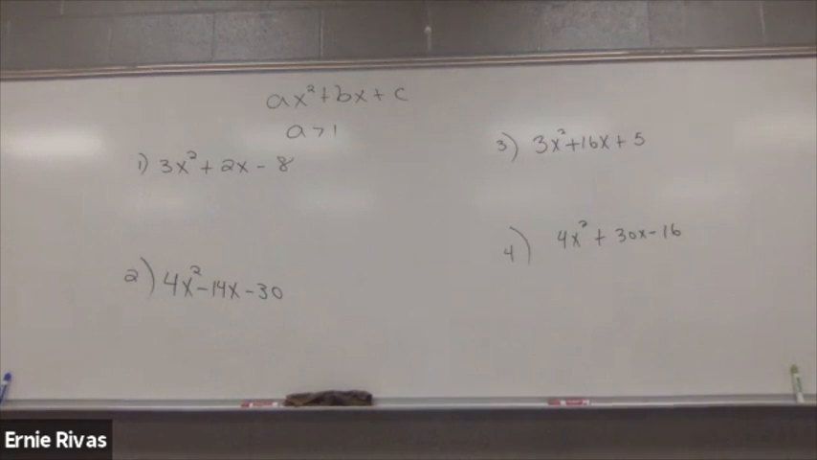Make sure that for each one of these, you check for a greatest common factor. If it does have a greatest common factor, we'll pull it out, factor it out, and then start over. See what's left and see if we can continue to factor from there.